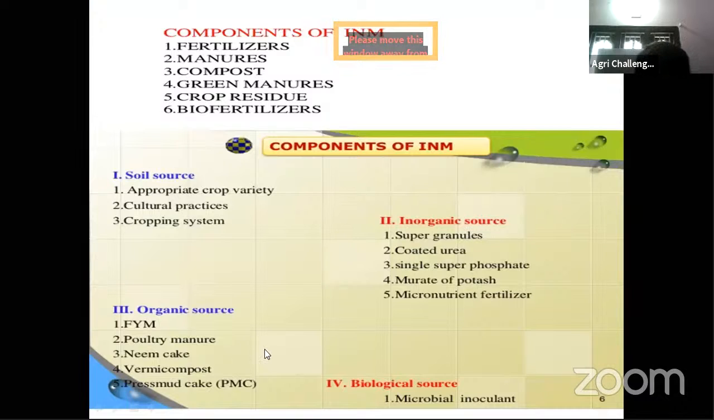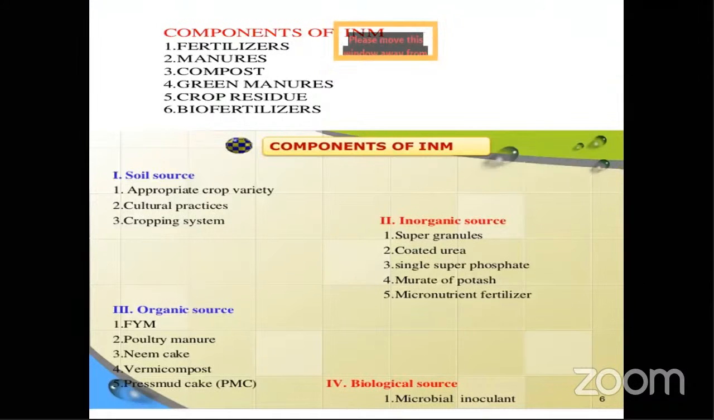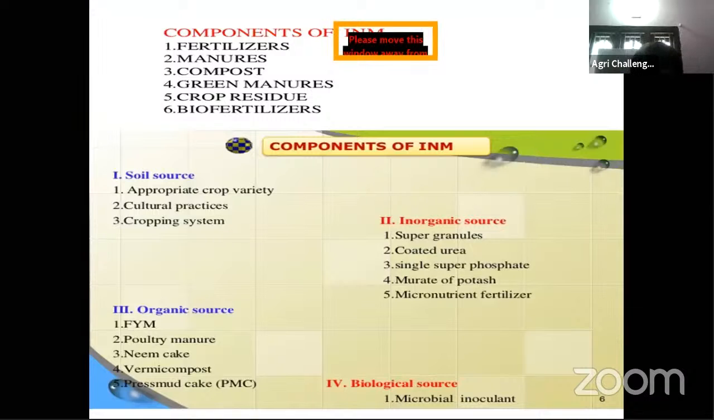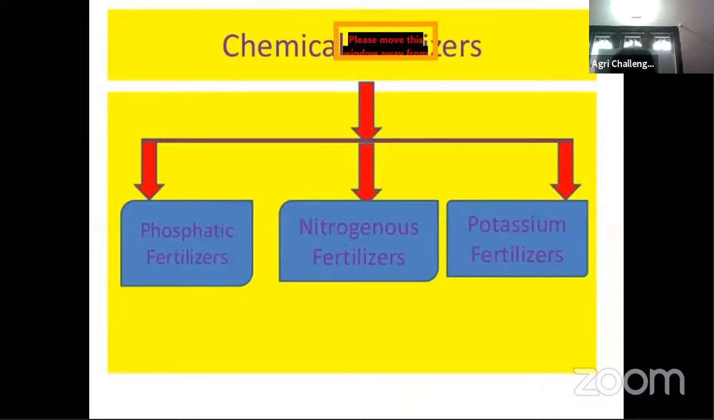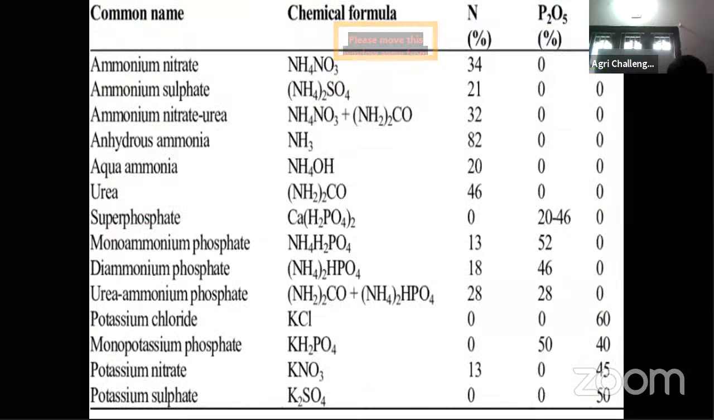Organic sources: FYM, poultry manure, neem cake, vermicompost, pressed mud cake. Yes, I asked you about pressed mud cake. I asked a question regarding a byproduct of sugarcane which is used for reclamation of sodic soils. Yes, good. Then coming to biological sources: microbial inoculants and biofertilizers. These are the different nutrient sources. Then chemical fertilizers again: phosphatic fertilizer, nitrogen fertilizer, and potassium fertilizer. There are three basic fertilizers.